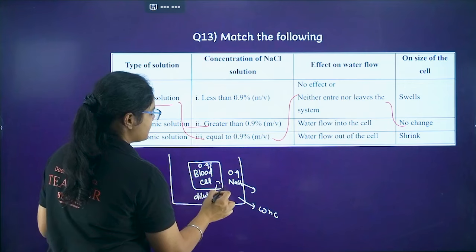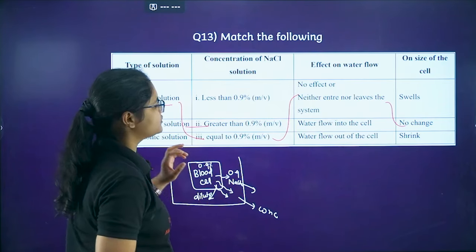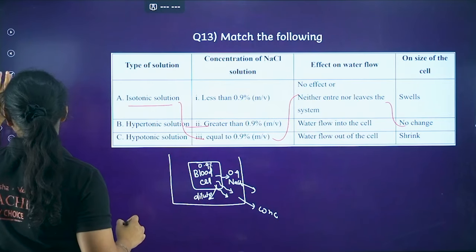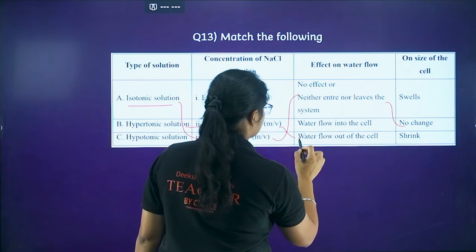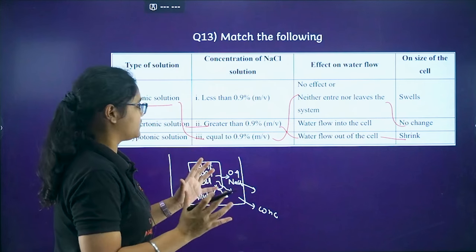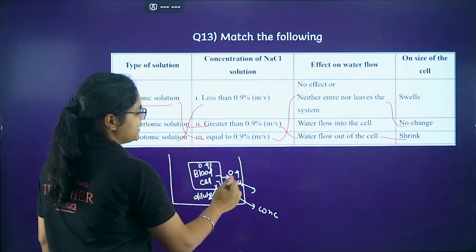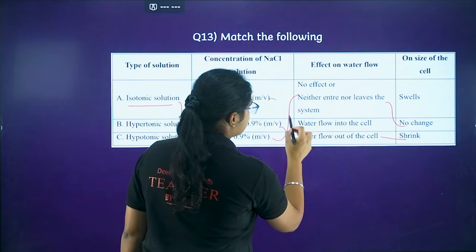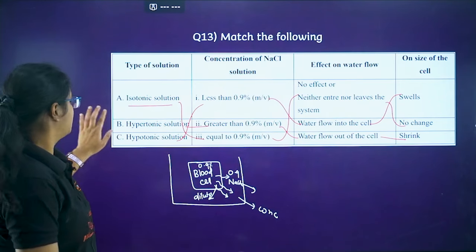So what will happen? The water will start flowing from the dilute side. As a result, the water will flow out of the cell, right? Water will flow out of the cell, and it will shrink. Now in a hypotonic solution, the outer solution will have less than 0.9%, so water will flow into the cell, and it will swell. Clear? Okay.